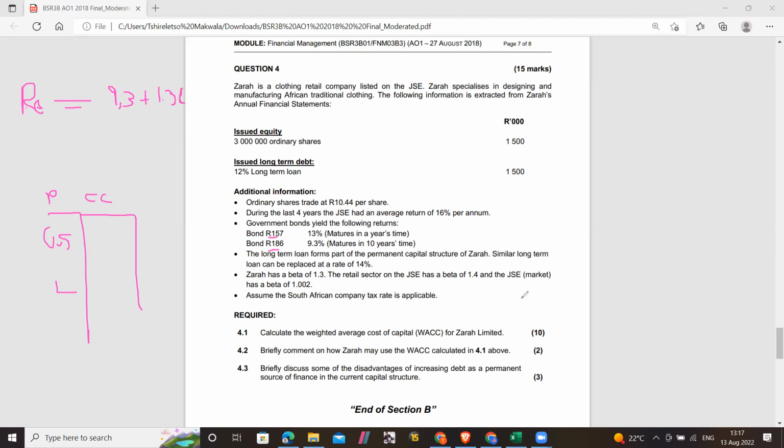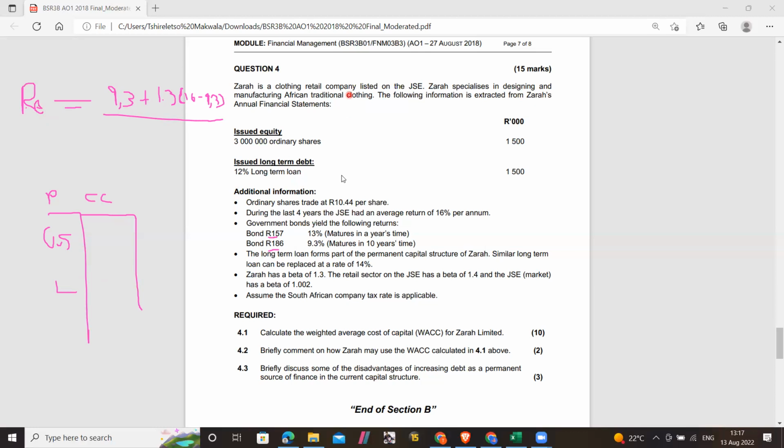And then the market rate. What is the market rate? They tell us that during the past 4 years, the GSE has an average return of 16%. So you're going to use 16%, basically the market rate, minus 9.3, which is the risk-free rate. And if you compute that in a calculator, it gives us our cost of equity.